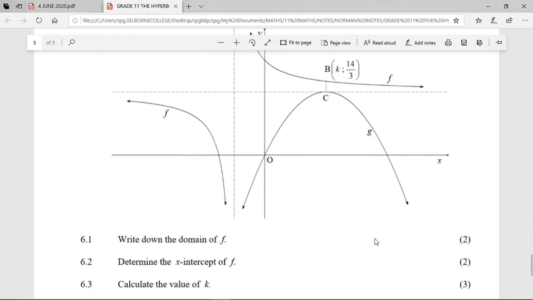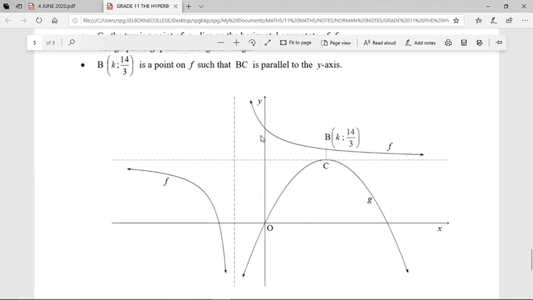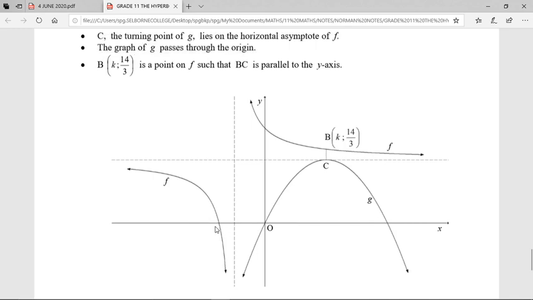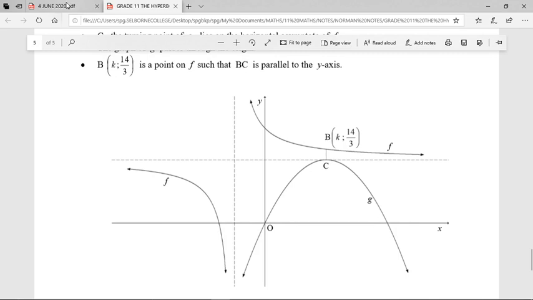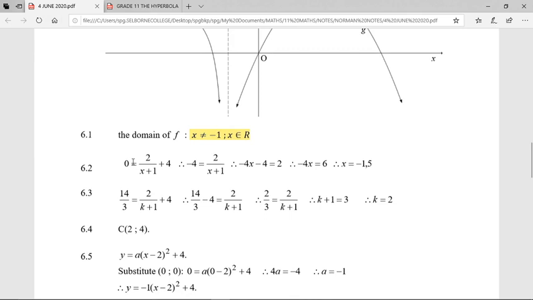6.2 asks us, determine the x-intercept of f, right? f was our hyperbola. To find that x-intercept over there, how do we find an x-intercept? To find the x-intercept, make y equal to 0. So, going back to our answer here, 0 is equal to 2 over x plus 1, plus 4, right? So we just have to solve for that x. We subtract the 4, so negative 4 is equal to 2 over x plus 1.